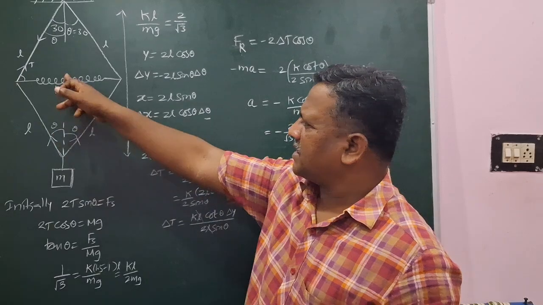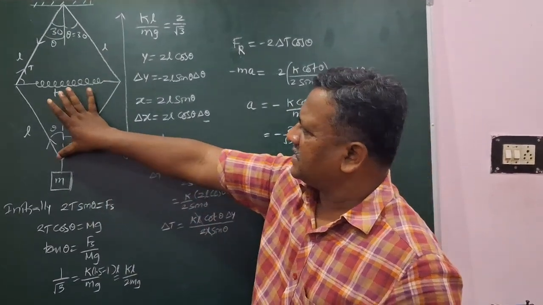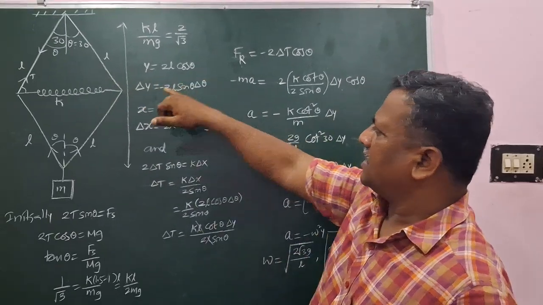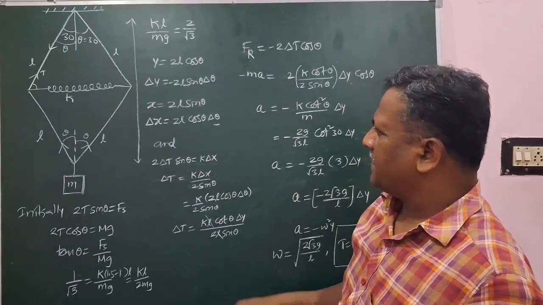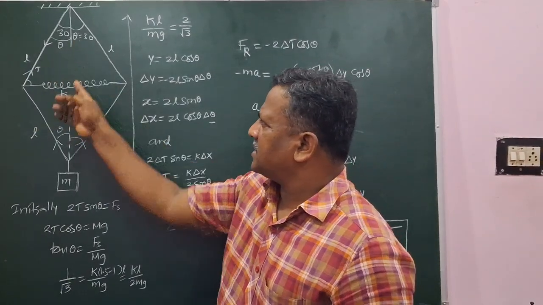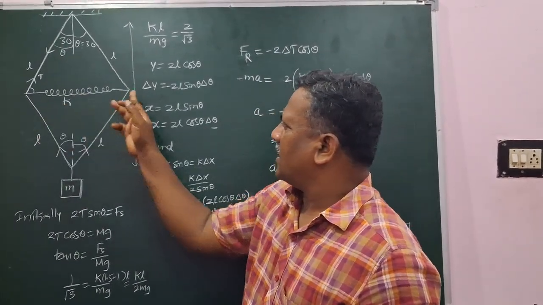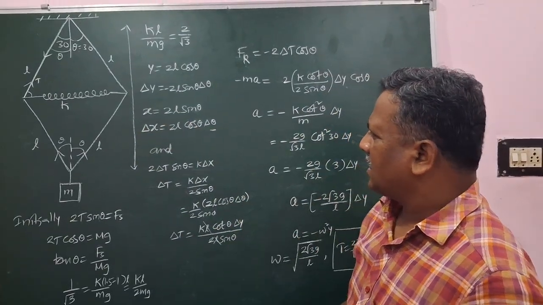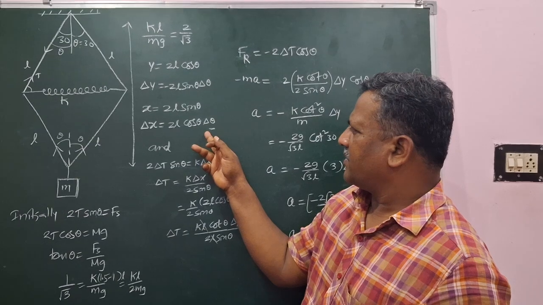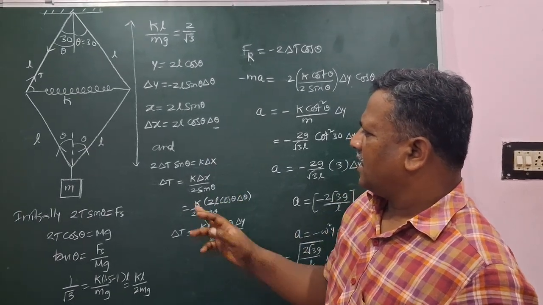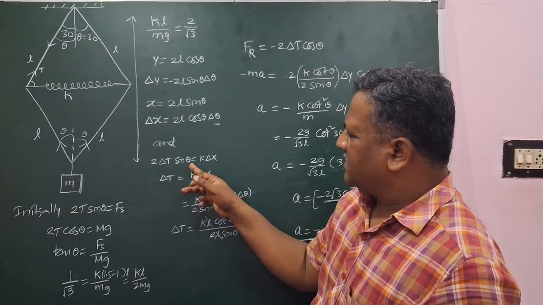Let the vertical separation be y. The total value of y is L sin theta plus L sin theta, 2L sin theta. On differentiating once, delta y is 2L cos theta delta theta. And for horizontal separation, it is a small amount x plus x, 2x, and here the total value will become 2L sin theta. Now after differentiating, delta x is 2L cos theta d theta.